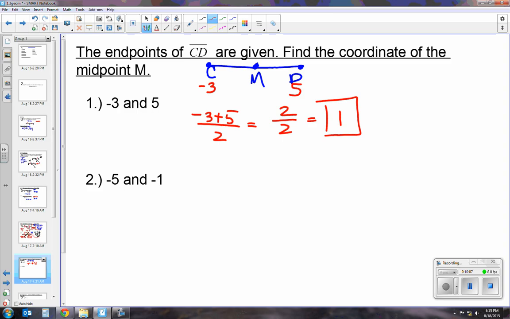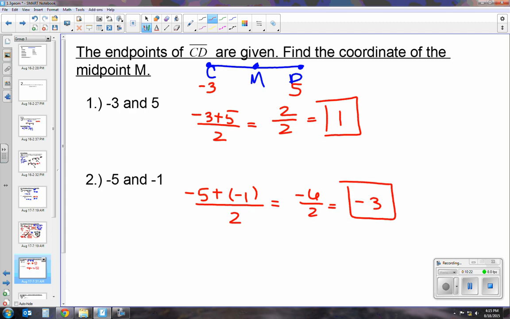So we can do the same thing for number 2. We add up the two numbers, divide by 2. So I have a negative 5 plus a negative 1 divided by 2. I get negative 6 over 2, and that gives me a negative 3 for the midpoint of negative 5 and negative 1.